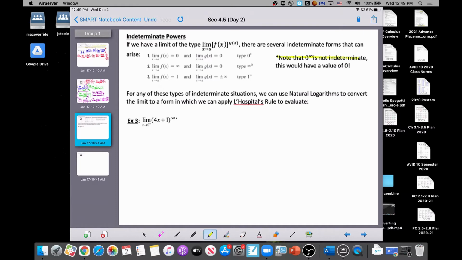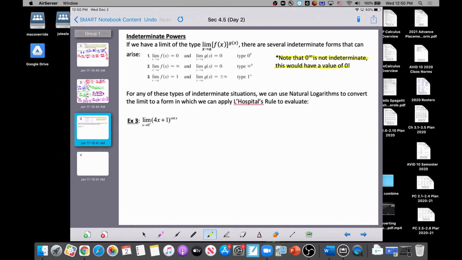There is an important note here. Note that 0 to the infinity power is not indeterminate because this would still have a value of 0. 0 to any power is 0, right? But for any of the other three types of indeterminate situations, we can use something new. We can use natural logarithms to convert the limit to a form where we can then apply L'Hopital's rule to evaluate. And again, remember, to apply L'Hopital's rule, we need to have a quotient. And our quotient needs to be 0 over 0 or some form of infinity over infinity.